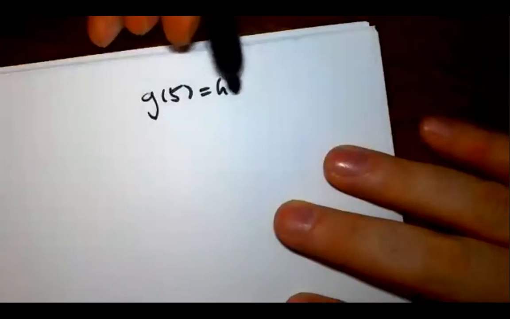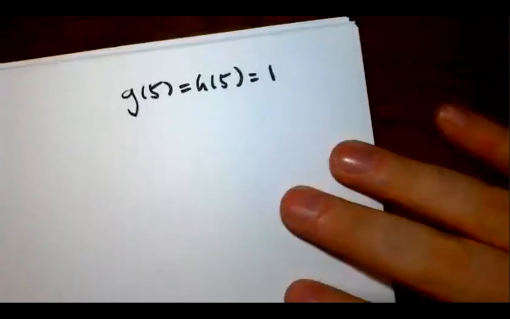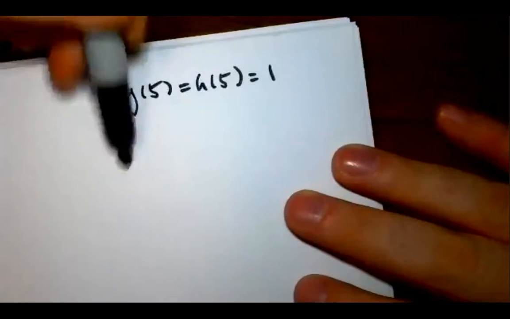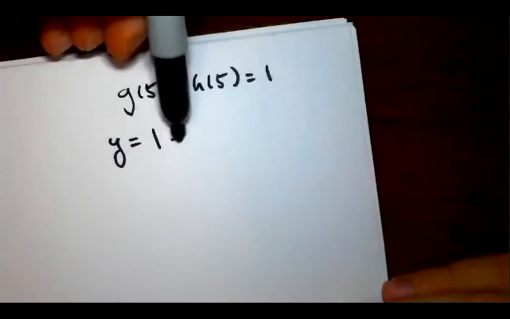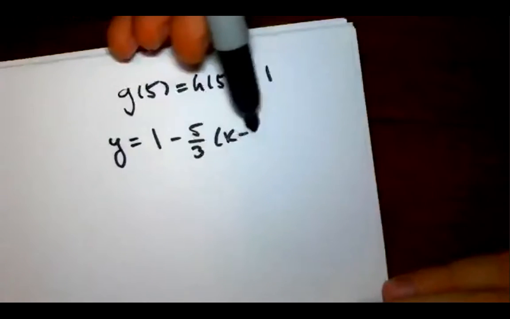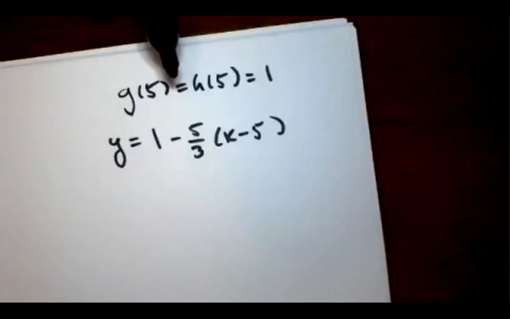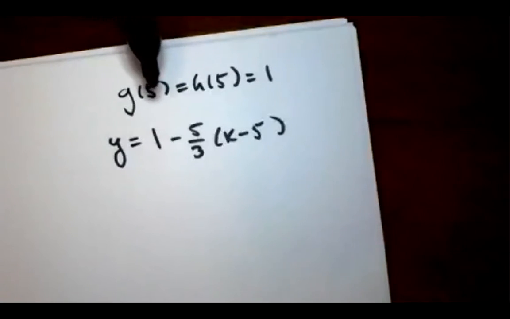All right, so what we got. Part A. The question says, what do we know here for sure? They didn't tell us a whole lot. So the things we know, let me write them off to the side. We know G of 5 is equal to H of 5, and both of those are equal to 1. And we know that y equals 1 minus 5/3 x minus 5 is tangent to both the graph of G at 5 and H at 5.